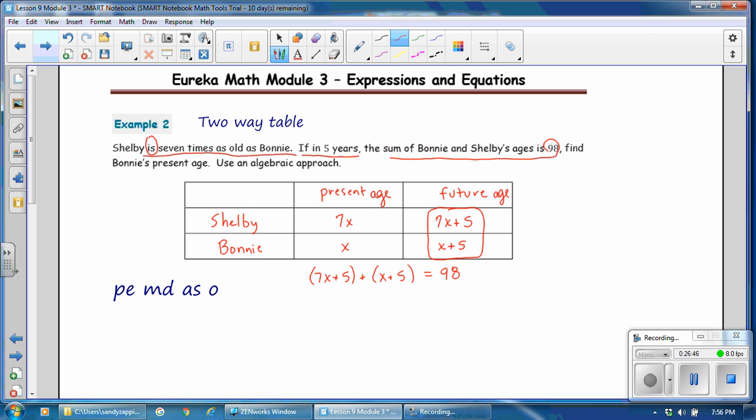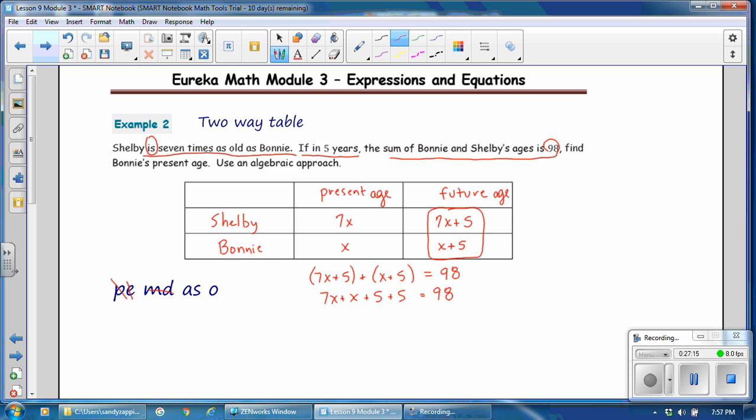Remember to use PEMDAS. We have no parentheses to work with because even though there are parentheses, you can't add 7x plus 5. So we continue. There are no exponents. There is no multiplication or division. There is addition. Notice that this is all addition, so you can do this in any order and any grouping. So we have 7x plus 5 plus x plus 5, and that all equals 98.